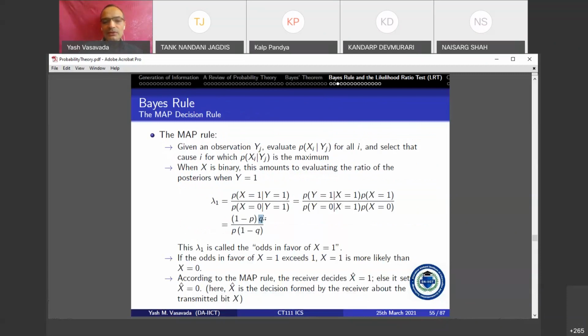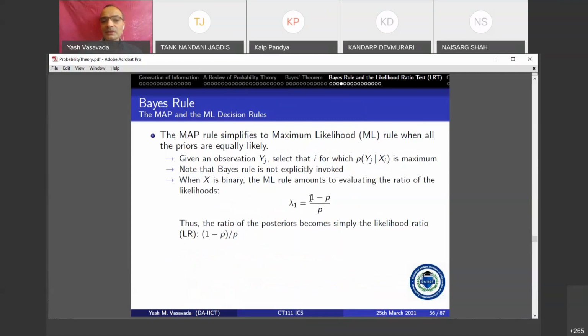And so obviously when q is equal to 0.5, q and 1 minus q are the same. Both the values of the prior are identical, and so that part cancels out and the MAP becomes just 1 minus p divided by p. But 1 minus p divided by p is just the ratio of likelihood. 1 minus p is the likelihood function of receiving 1 when the transmitted bit was 1. p is the likelihood of receiving 0 when the transmitted bit was 1. And so the ratio of posteriors becomes just the likelihood ratio.